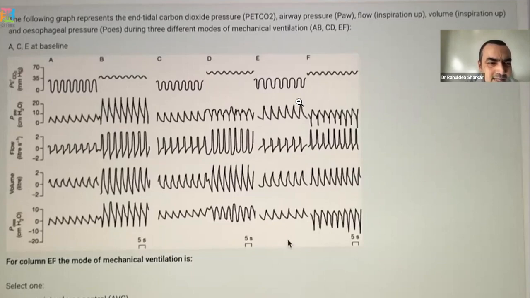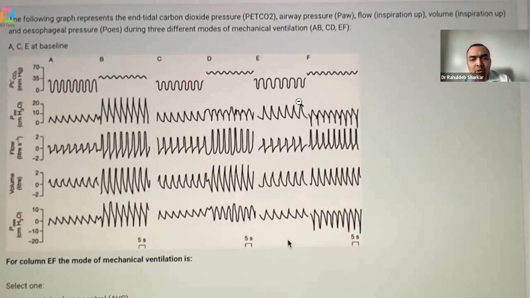So why is that? Unless there are different modes, sir, during 3 different modes of mechanical ventilation. I know, but the 3 different modes are AB, CD and EF. The question says the following graph represents end-tidal CO2, airway pressure, flow, volume, and esophageal pressure during 3 different modes of mechanical ventilation. So one mode is AB, the other one is CD, the other one is EF. It's not like A and B are different. AB is one, CD is one, and EF is one. But why is it that they're looking so much different? That bit I don't understand.